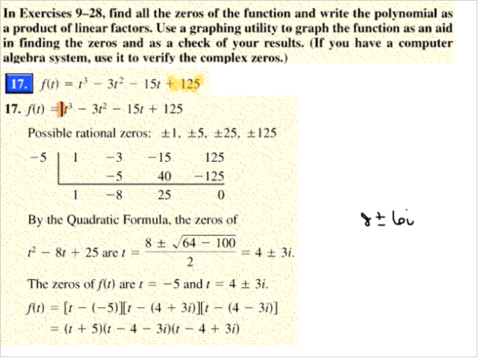I believe it is 6i all over 2. And we can simplify the 8, 6, and 2 to be 4 plus or minus 3i. And that's what they have right there. Okay, so my zeros are negative 5, 4 plus 3i, and 4 minus 3i. Now, how do we write those as linear pairs?